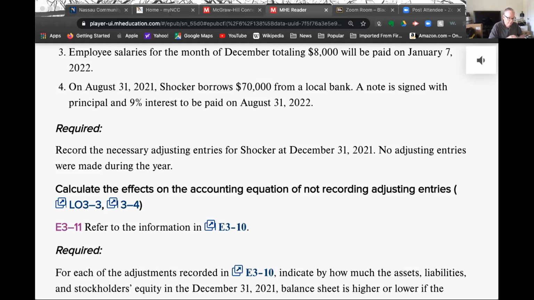Well, what's the amount? How long is it from December 1st to December 31st? It's 1 month. So $4,500 was for 3 months. So 4,500 divided by 3 is 1,500. 1,500 per month.